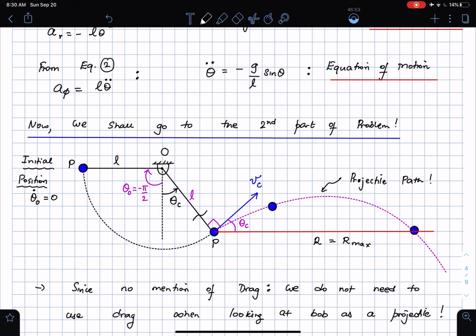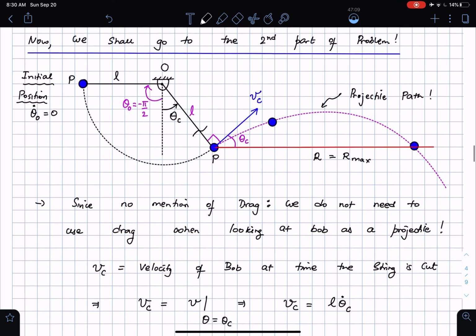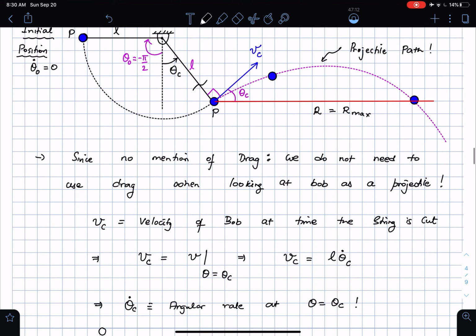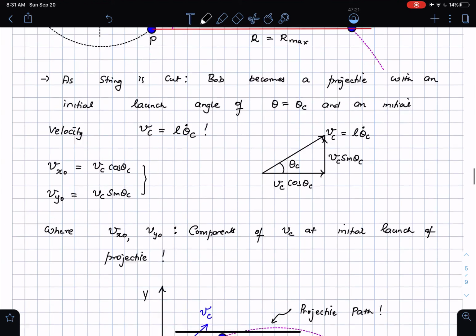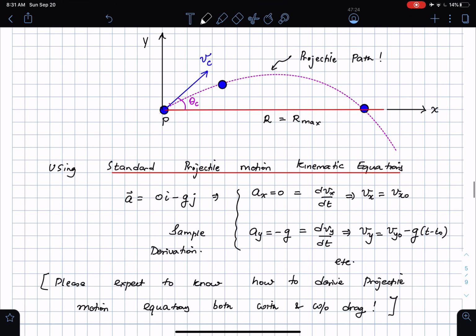In the first part of the problem, you are asked to come up with the equation of motion, which we have done here. In the second part, you're asked to find the value of theta at which it is cut such that R is maximized. That is exactly what we've done by making use of basic projectile motion equations and then obtaining this maximum value of R max at theta c. I hope this makes sense to everybody, and this is a really nice problem. I hope you look at it very carefully.